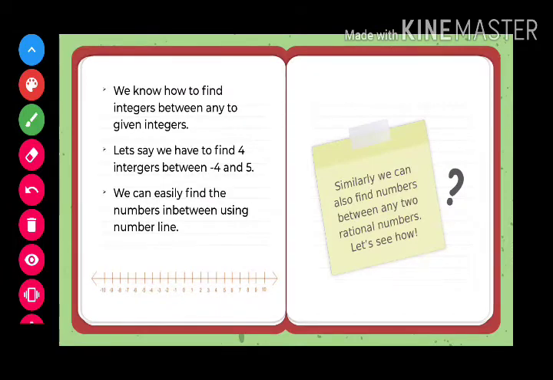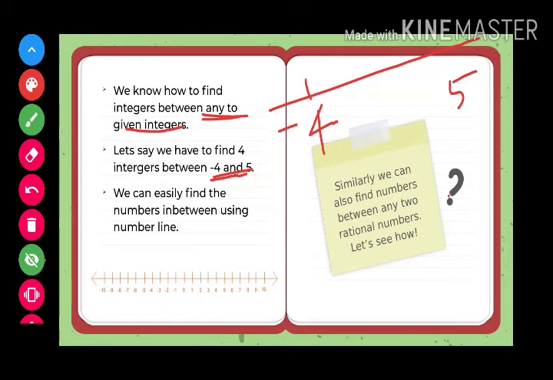So we all know how to find integers between any two given integers. Let's say we have to find four integers between -4 and +5. How to find integers between these two integers? We'll take a number line. So -4 exists on the left of the number line and +5 exists on the right of the number line, with 0 in the middle.